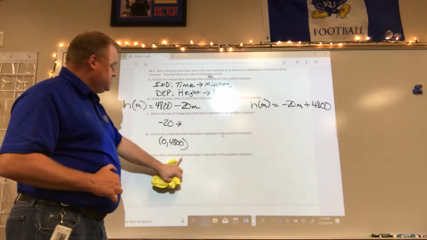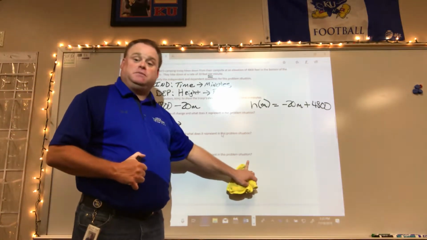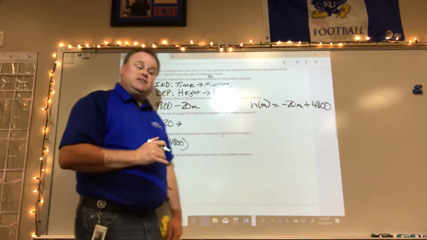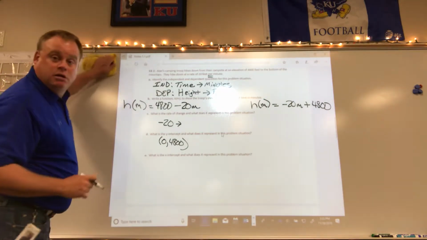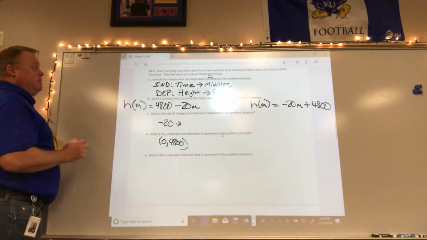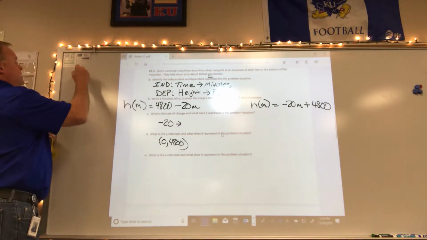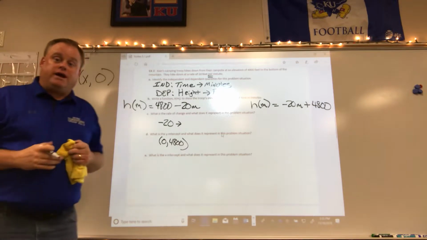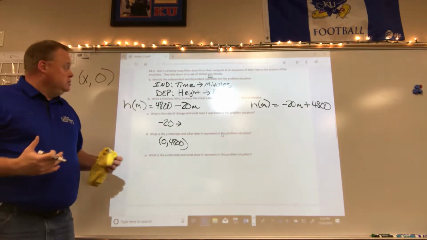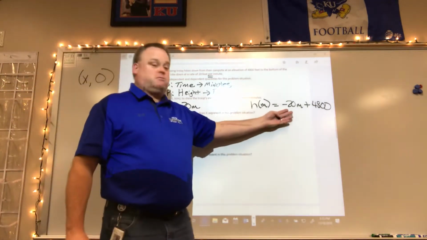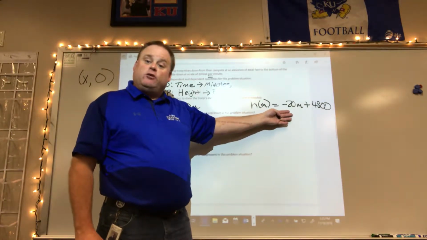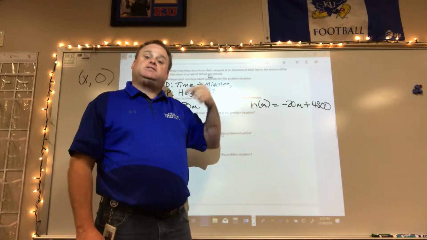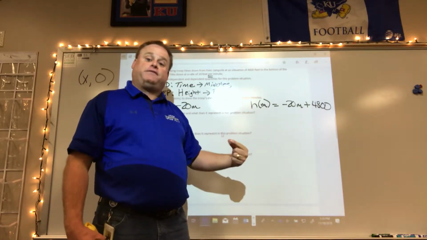What is the x-intercept and what does it represent in this problem situation? Remember, I'm going to come up here so you can see it over here. My x-intercept is where I'm solving for x when y is 0. So what do I do? If this is my function right here, and I want to know my x-intercept, which means y has to be 0, I want to find out how much time it took to get off the mountain.